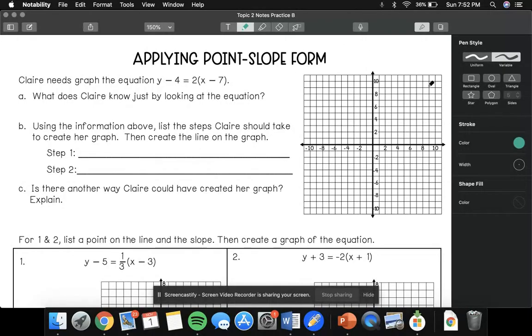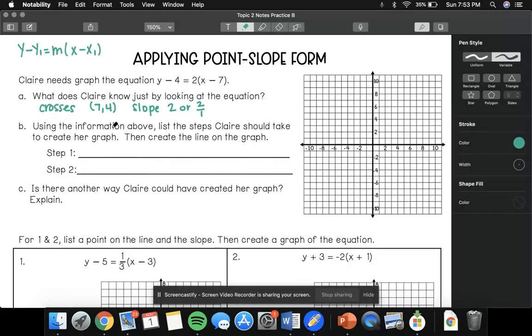Okay, so last time we took notes, we talked about point slope form. y minus y1 equals m times x minus x1. So the information that we know is that it crosses the point 7, 4. So it crosses the ordered pair 7, 4. And we also know that the m, or the slope, is 2 or 2 to 1. Okay, so using the information above, list the steps Clara should take to create her graph.